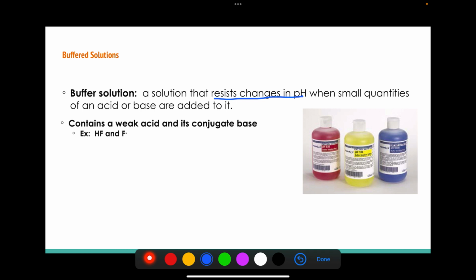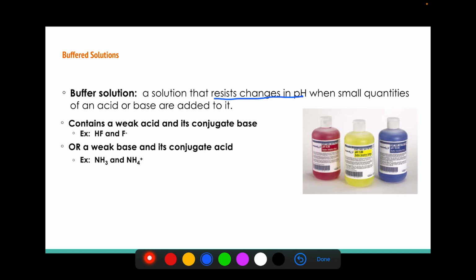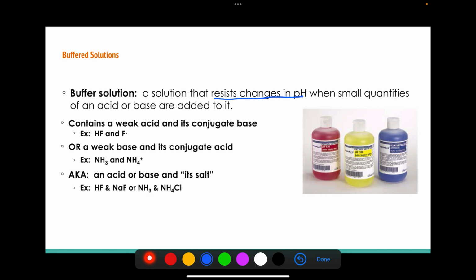For instance, HF, the weak acid, and its conjugate base, F-. Or it can contain a weak base and its conjugate acid. For example, the weak base NH3 and its conjugate acid NH4+. You can also achieve these combinations by combining an acid or base and its salt. For instance, HF and NaF, which is really F-, and NH3 and NH4Cl, which is really NH4+ in solution.